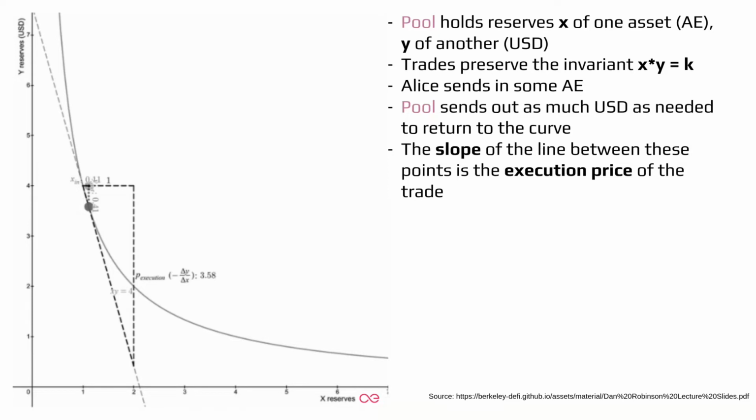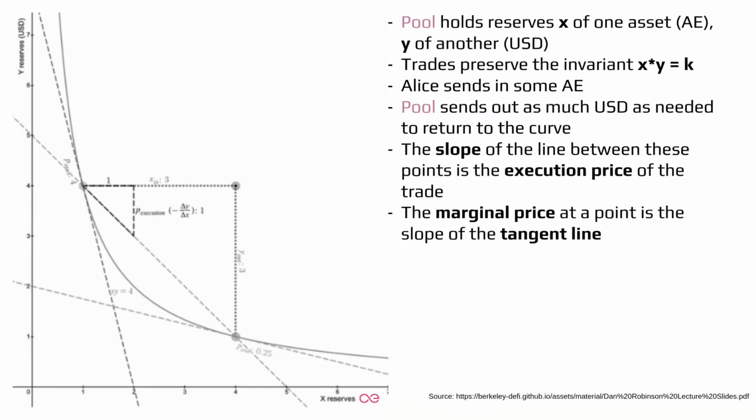And to get that, we can simply take the tangent at that point, and then also look at the slope again. And so here in this case, we started out with a price of 4, meaning that 1 AE cost 4 US dollars, and we ended at a price of 0.25, meaning 1 AE now costs 0.25 US dollars. And this always gives you an indication of if I'm going more in one direction.